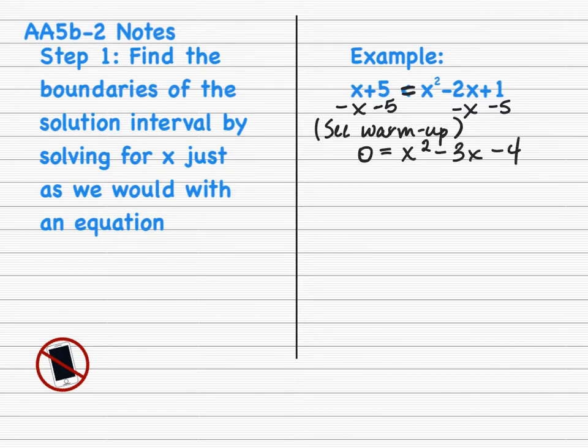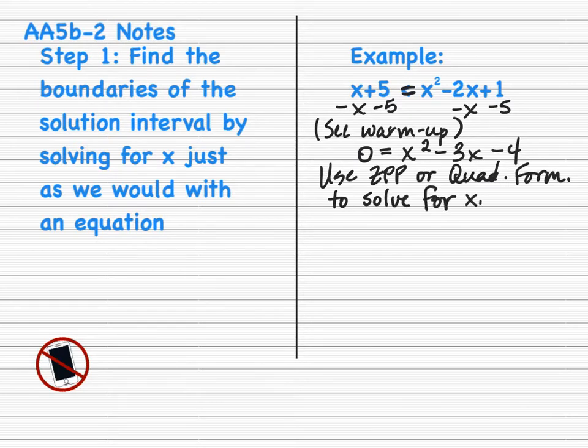And then I'm going to make the note, and this is for your notes as well, that you're going to use the zero product property or quadratic formula to solve for x. And in that process, you're not really going to worry about which direction this inequality sign is facing. Once you have the boundaries, then we'll figure that out.